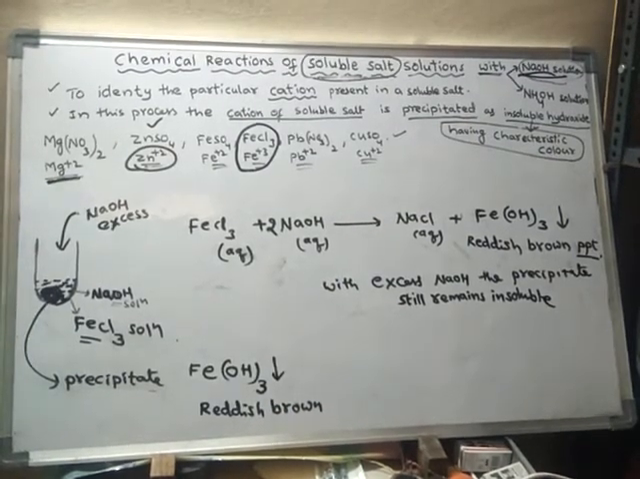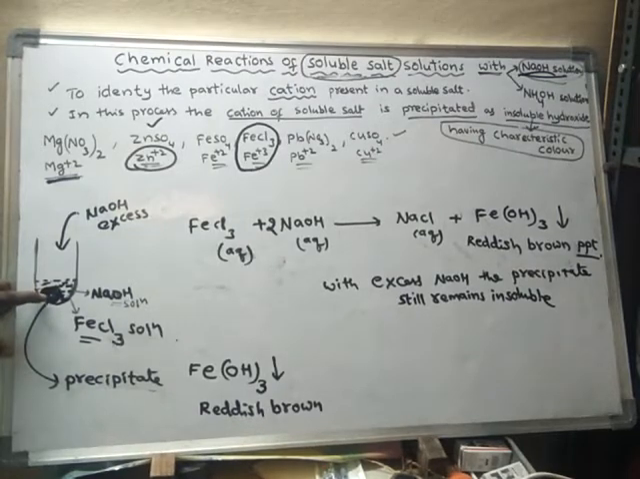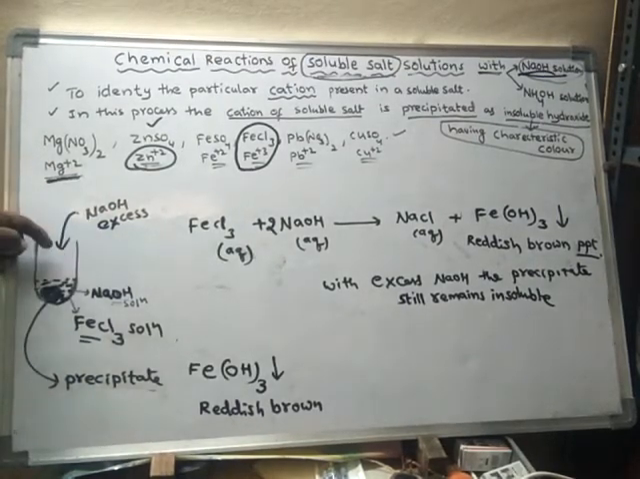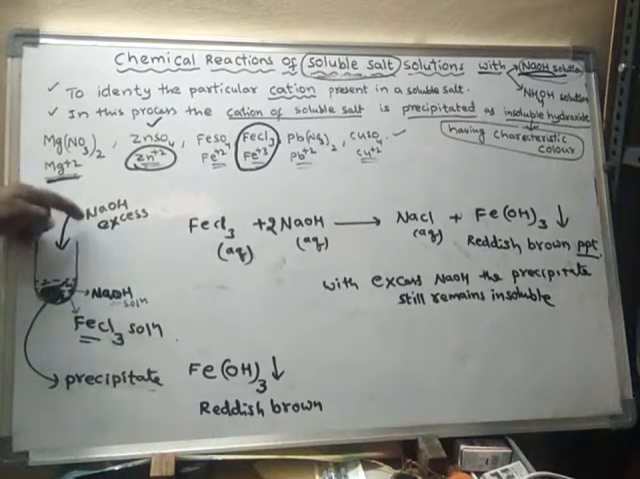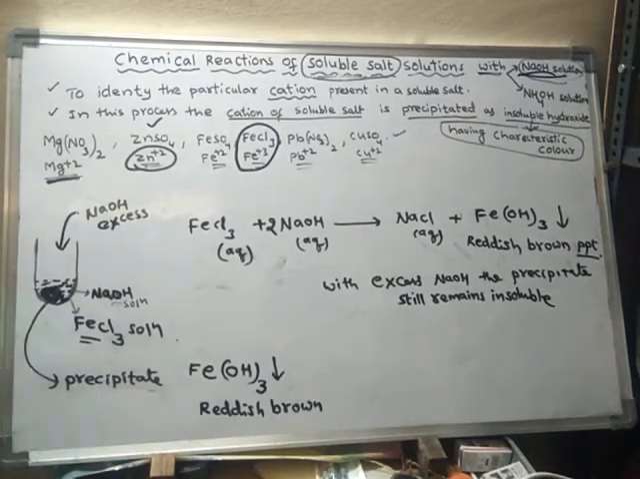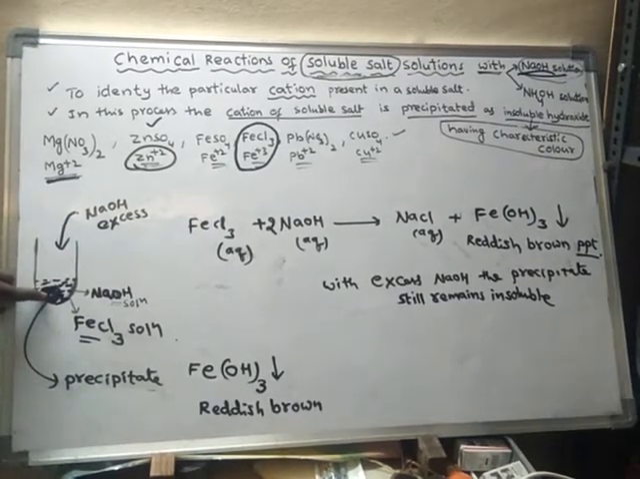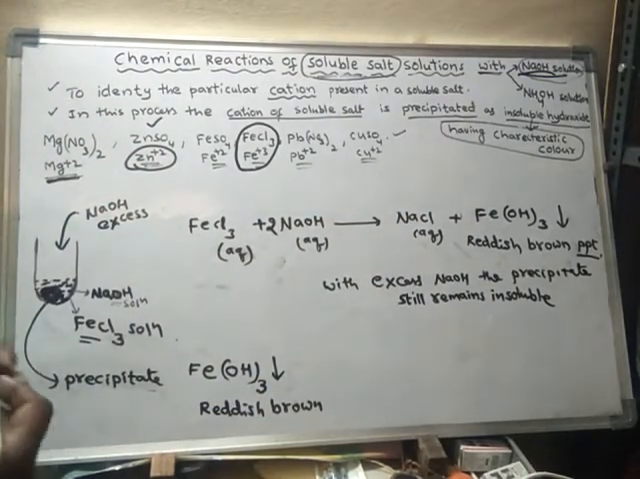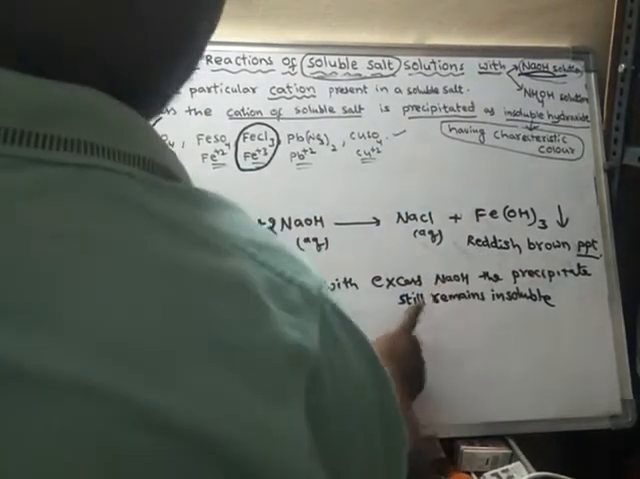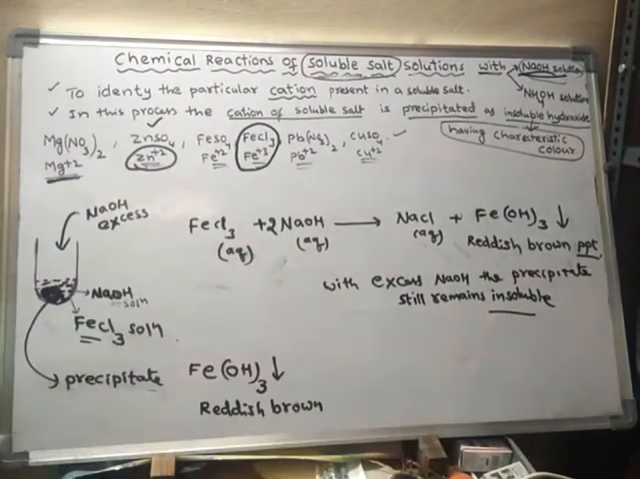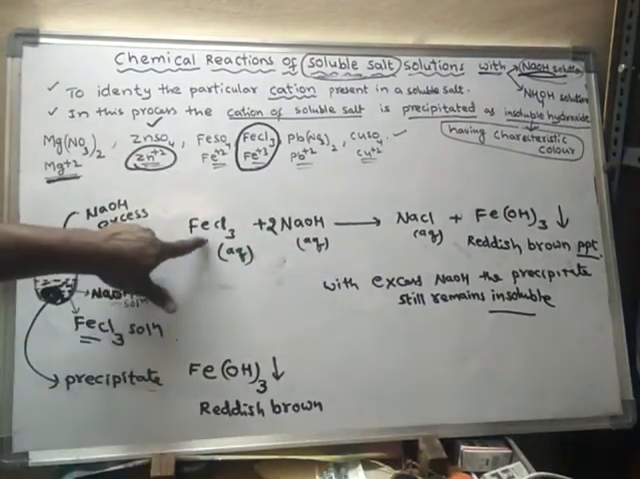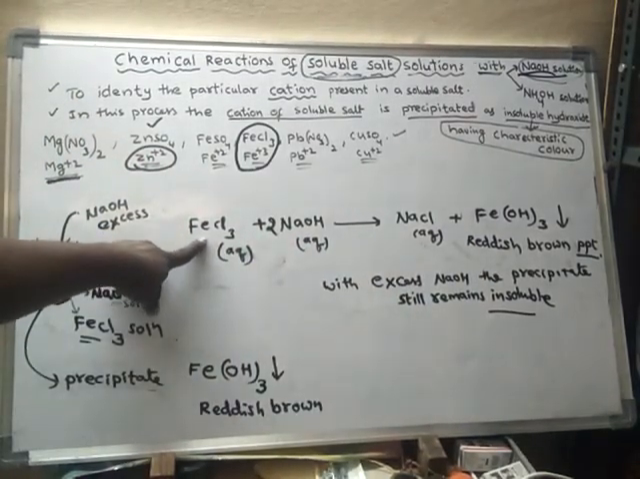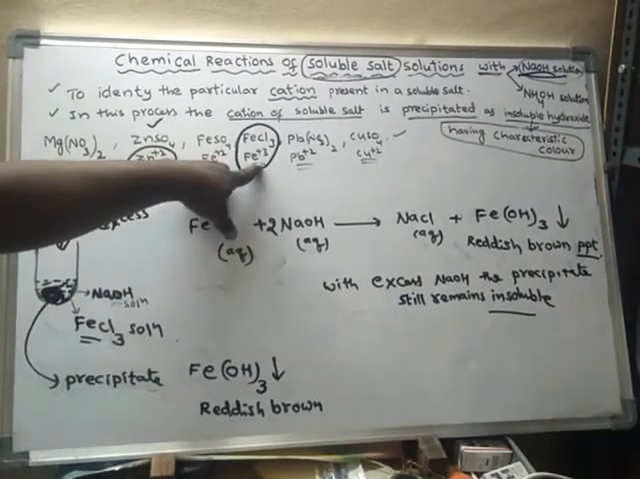Now to this reddish brown precipitate, add an excess amount of NaOH. What happened? The excess NaOH does not make this precipitate dissolve. That means even ferric hydroxide is insoluble. So finally, based on the color and on whether it is soluble or insoluble, we can say that the given salt contains a ferric ion.